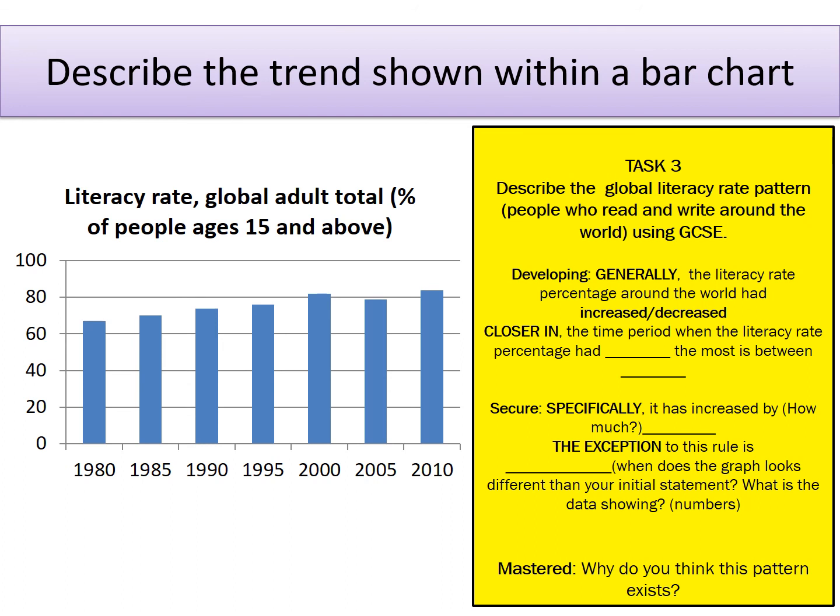And for the master task, you have to explain why do you think this pattern exists. At the end, make sure you take a picture of your explanation of your GCSE trend description.